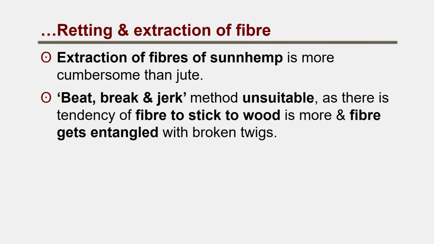Extraction of fibers of sannhemp is more cumbersome than jute. Beat, break and jerk is the common manual method. This method is unsuitable, as the tendency of fiber to stick to wood is more and fiber gets entangled with broken twigs. So this technique has some limitations also. You will take 4 or 5 stems together in hand, beat them and give a jerk and then try to separate fiber, which can result in broken fibers.